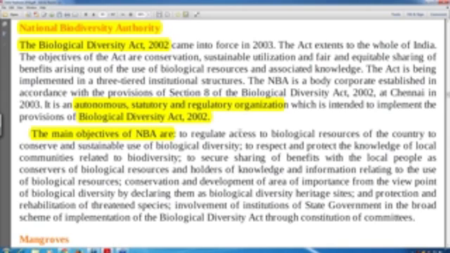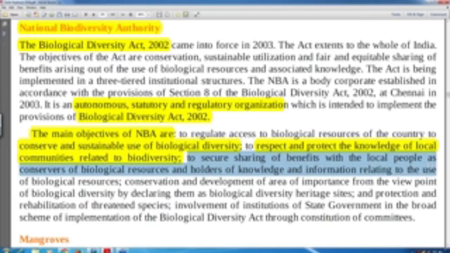See, to regulate access to biological resources of the country, conserve and sustainable use of the biological diversity, to respect and protect the knowledge of local communities related to biodiversity. This is what we did in the Nagoya Protocol. To secure sharing of benefits with local people as conservers of biological resources and holders of knowledge and information relating to the use of biological resources. So we talked about the Nagoya.